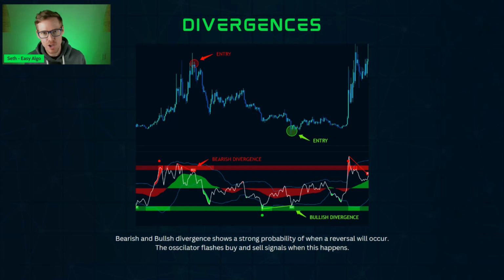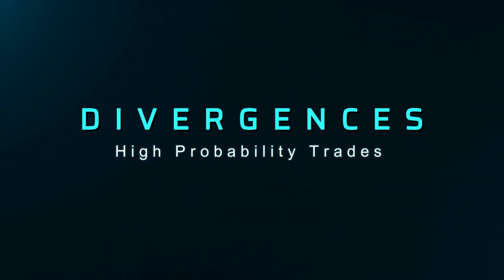We've got our divergence signals. If you don't know what divergences are, it's when we have a discrepancy between price and the oscillator. So price goes up, oscillator goes down, we get a signal printed, a sell sign or a buy sign. This lets you know that you can start getting ready to get into a fantastic trade. Divergences let us know high probability trades are building up.